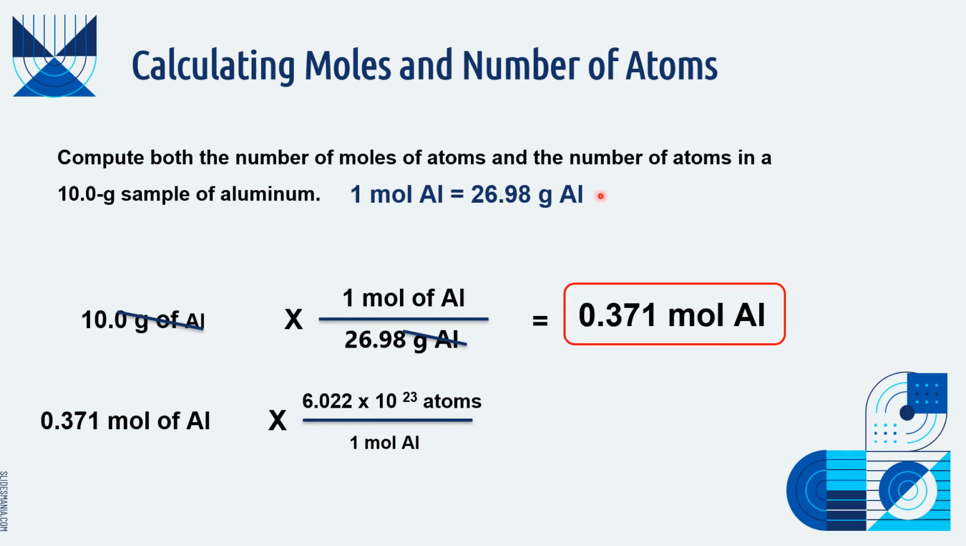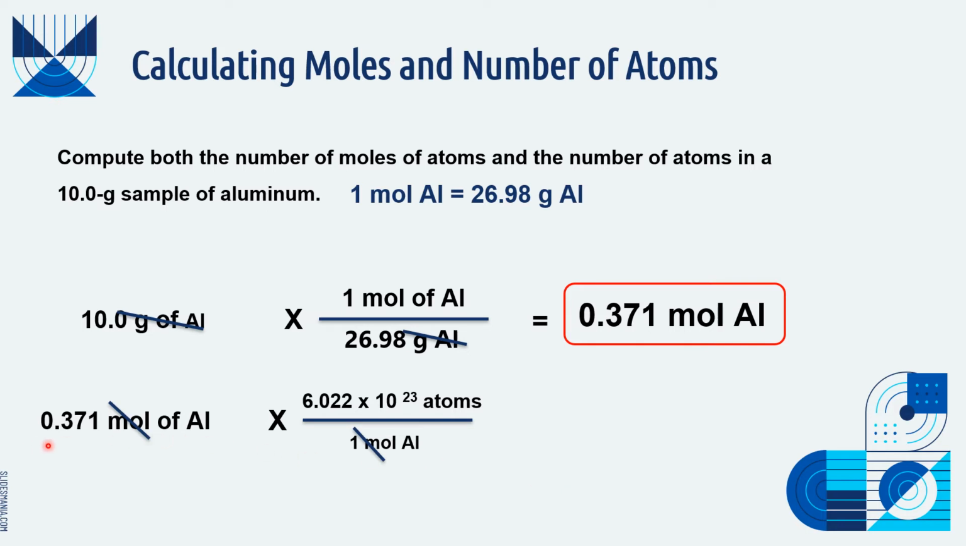Since we're looking for the number of atoms, we have to change the unit, instead of molecules, we write atoms. Why? Because we're looking now for the number of atoms. So in every 1 mole of aluminum, there is always equal to 6.022 times 10 raised to 23 atoms. So the unit will be cancelled.